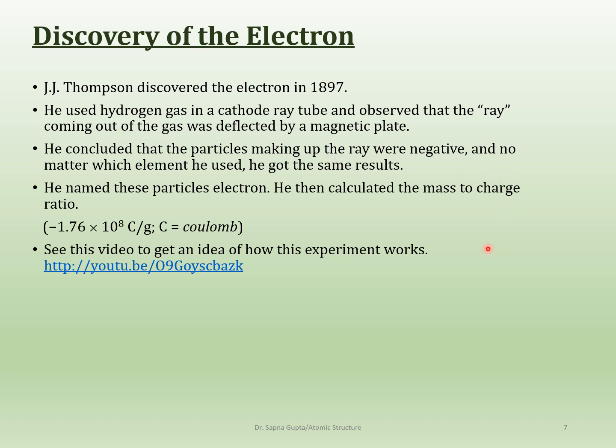And then he found out that these rays actually were negatively charged. You can see that in the experiment and how it bends and all that. And then what he calculated in there was the mass to charge ratio of the electron. He called the particle coming out, which was negatively charged, the electron, and he said there must be something in there. And this was the mass to charge ratio.